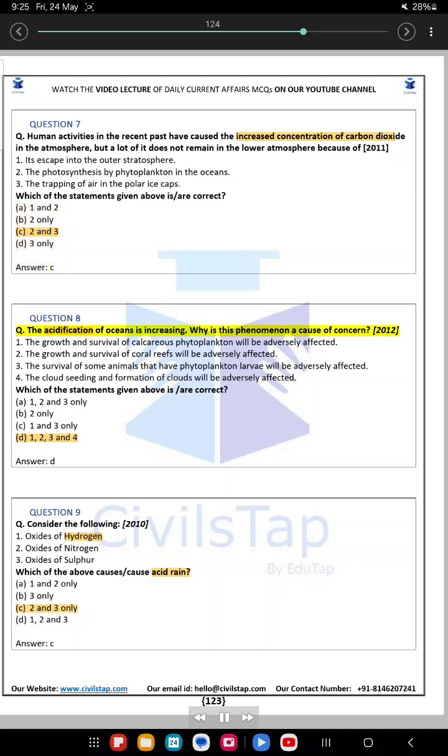Question 8. The acidification of oceans is increasing. Why is this phenomenon a cause of concern? 2012. 1. The growth and survival of calcareous phytoplankton will be adversely affected. 2. The growth and survival of coral reefs will be adversely affected. 3. The survival of some animals that have phytoplankton larvae will be adversely affected. 4. The cloud seeding and formation of clouds will be adversely affected. Which of the statements given above are correct? A. 1, 2 and 3 only. B. 2 only. C.